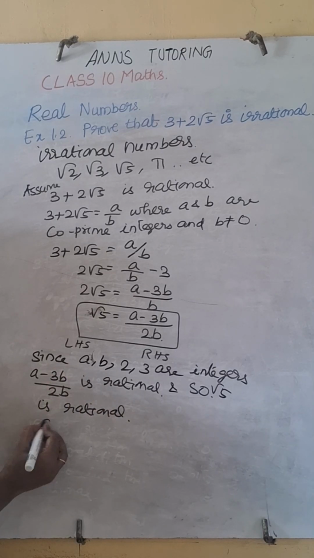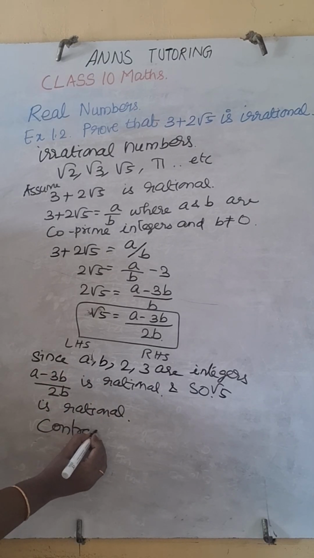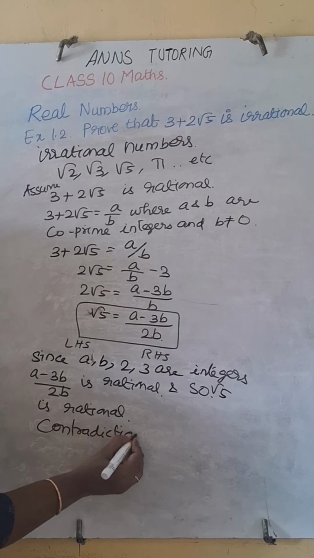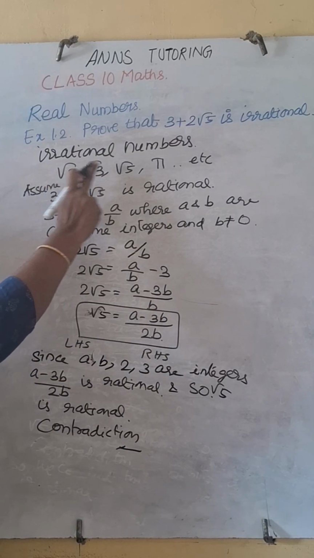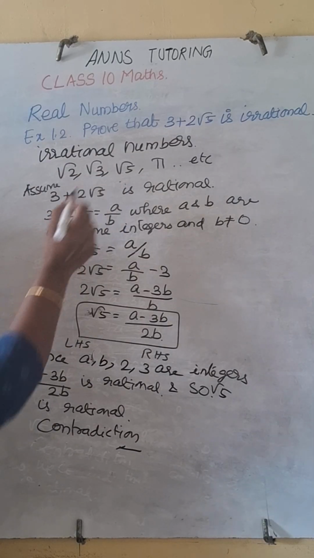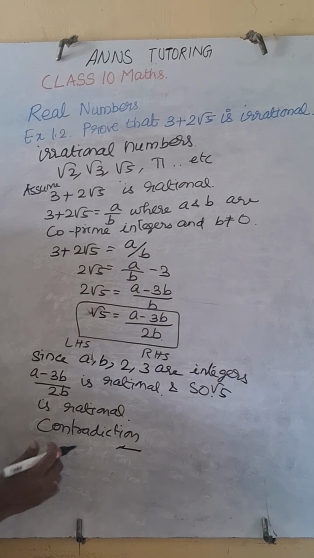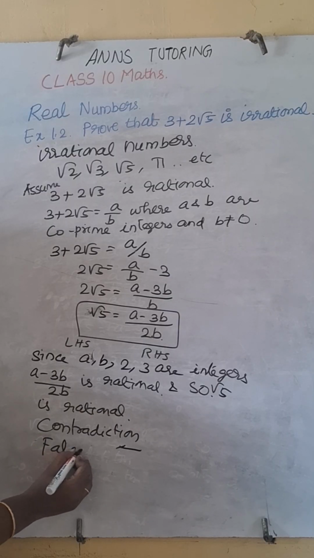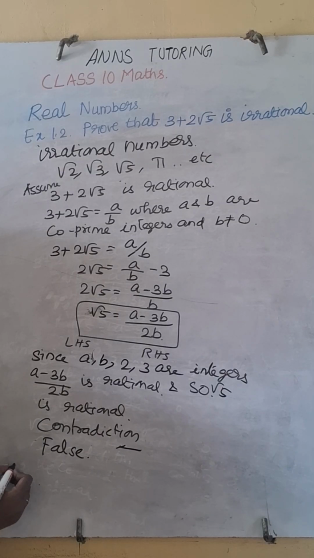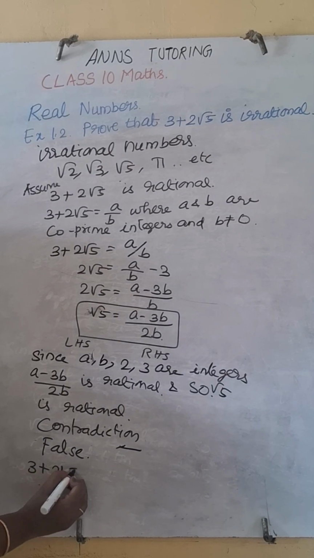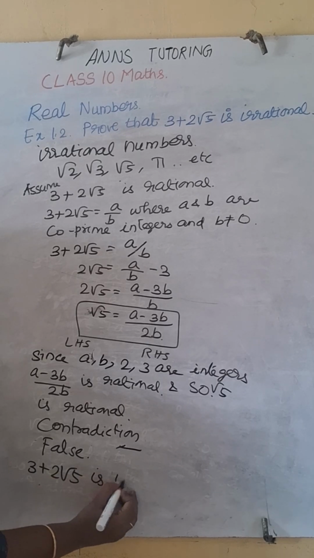Okay, it's a contradiction. Why am I saying this? Root 5 is an irrational number, but here we are getting that root 5 is rational. It's a contradiction, so the statement is false. It's a false statement. So we conclude that 3 plus 2 root 5 is irrational.